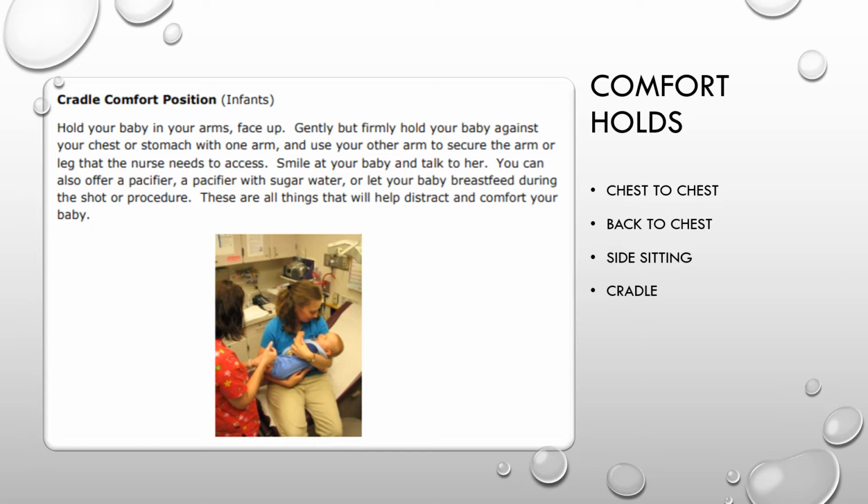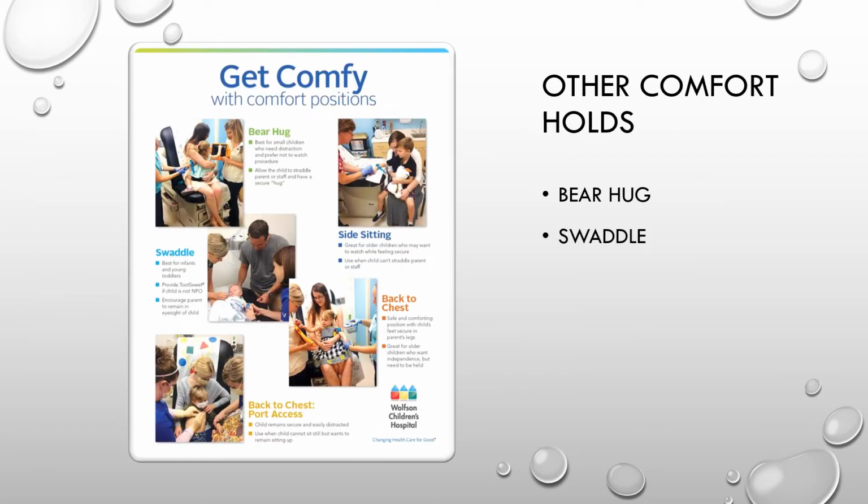Right? You're holding the baby in your arms, they're face up at you so you can talk to them, so you can smile at them. But again, you can have that really gentle, firm hold for that patient that's comforting for them to minimize some of those stressors. Other comfort holds that you might see are a bear hug or a swaddle.